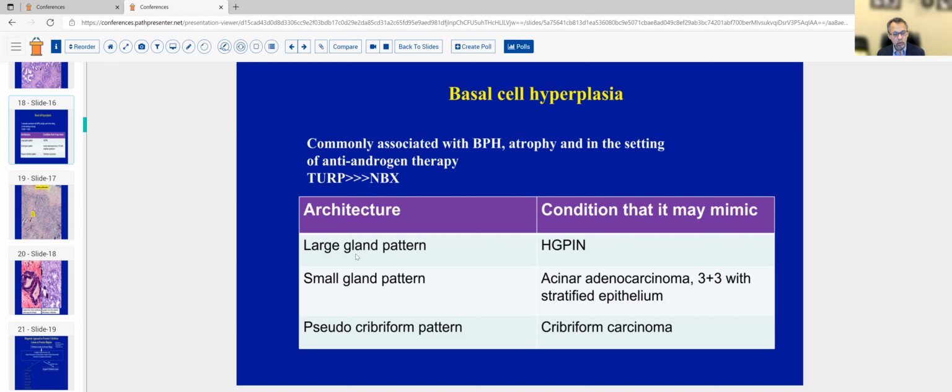And it has three growth patterns. Large gland pattern typically is confused with high-grade prostatic intraepithelial neoplasia. Small gland pattern can mimic acinar adenocarcinoma, grade group 1, with stratified epithelium, which can occur. And then an example like I showed you, in which a pseudocribriform or cribriform pattern can mimic both cribriform carcinoma and potentially intraductal carcinoma.